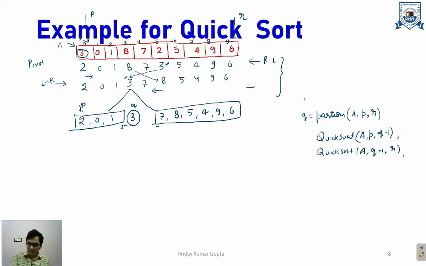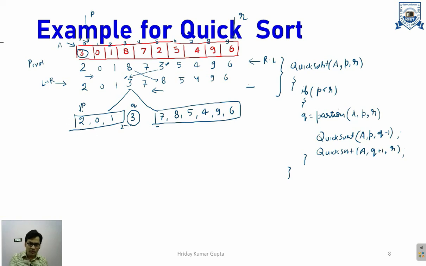And this will work if P is less than R, right? And this is the recursive code. What is the recursive code of Quicksort? In this Quicksort, we pass the array name, the starting index, and the last index. So simple. Now again this array is going to be divided into 2 parts.